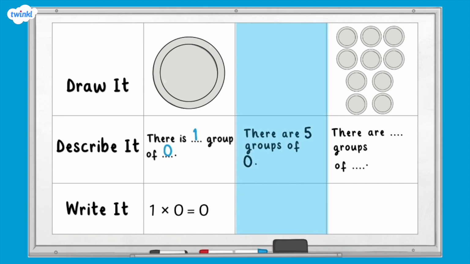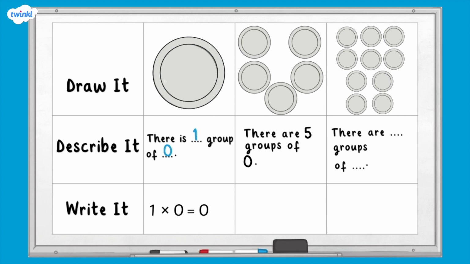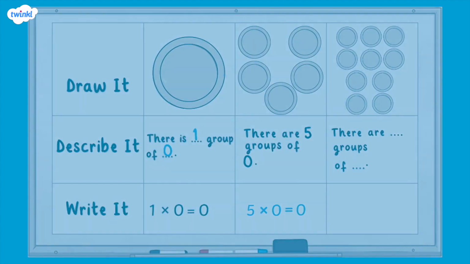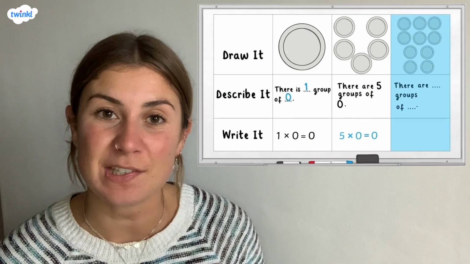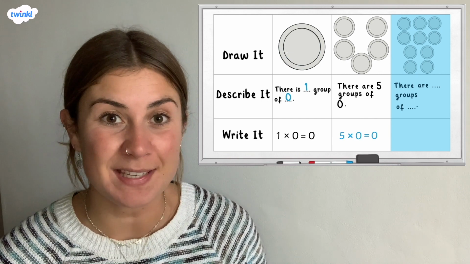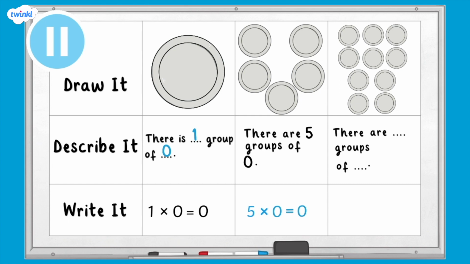In the next column, our Describe It sentence is complete. I'm going to draw the groups. I have drawn 5 groups of 0. How would we write the calculation? Fantastic! The calculation would be 5 times 0 equals 0. Now it's your turn to fill in the last column. You're going to describe it and write it. So in the last column, there are 10 groups of 0. This is written as 10 times 0 equals 0.